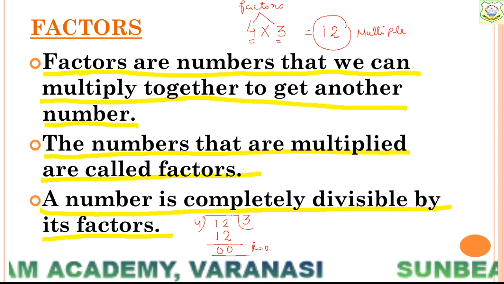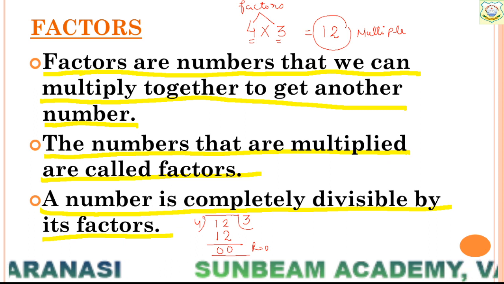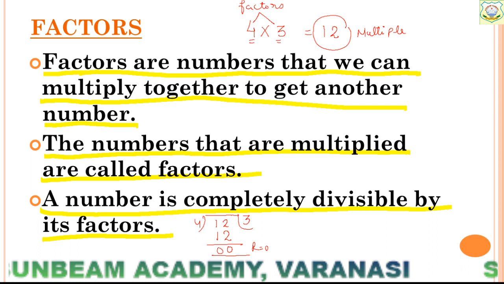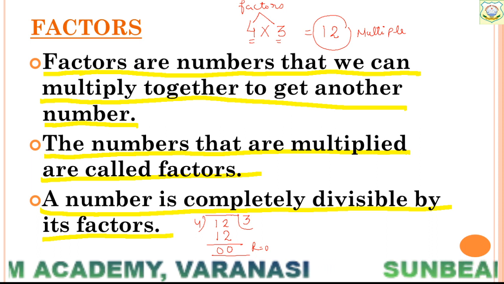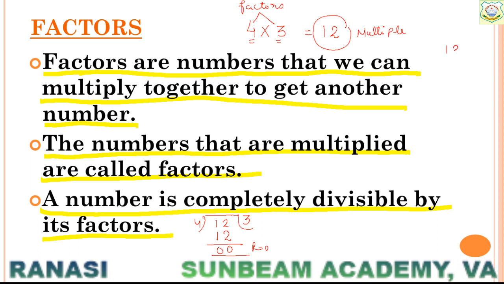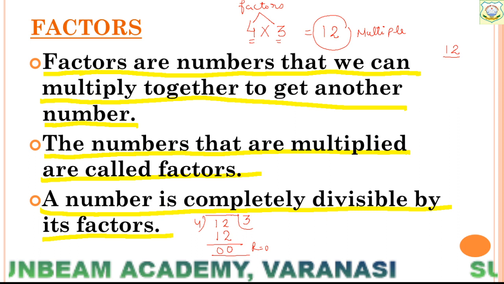Let's read it once again. A number is completely divisible by its factor. Got it? Now, let me tell you, there are more factors of 12. So how to find out? For example, there is a number 12 and we have to write all its factors.